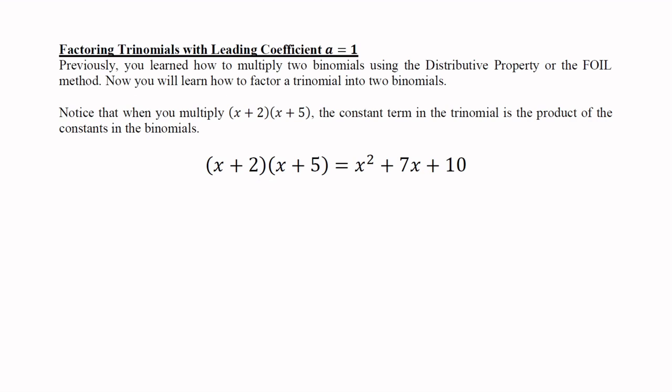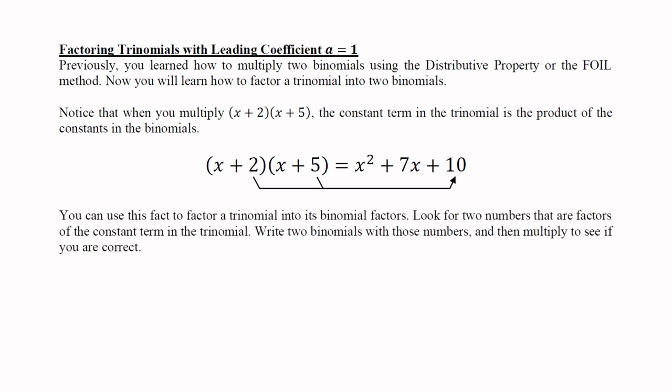Notice that when you multiply x plus 2 and x plus 5, the constant term in the trinomial is the product of the constants in the binomials. 2 times 5 gives us 10. Look at the constant term in that first binomial, which is 2. The constant term in the second binomial is 5. Multiply those 2 constant terms together, you get the constant term in the trinomial, which is 10. You can use this fact to factor a trinomial into its binomial factors. Look for 2 numbers that are factors of the constant term in the trinomial. Write 2 binomials with those numbers and then multiply to see if you are correct.